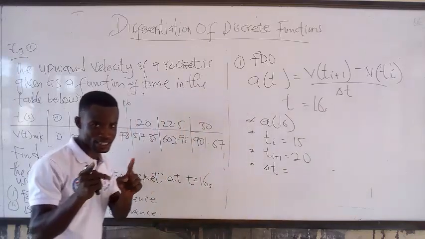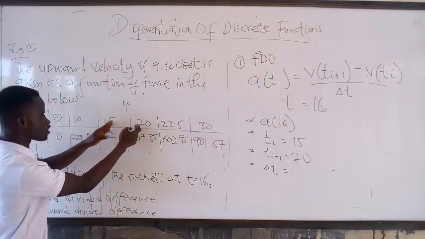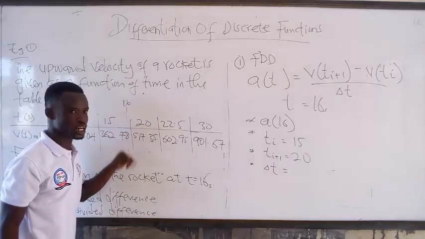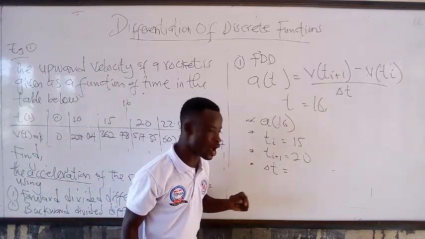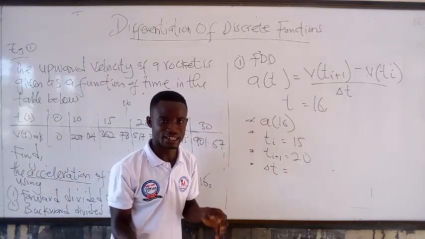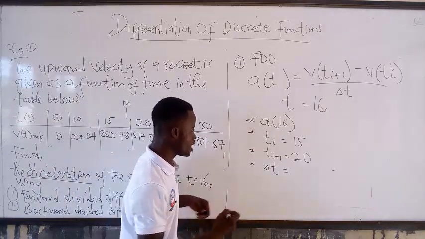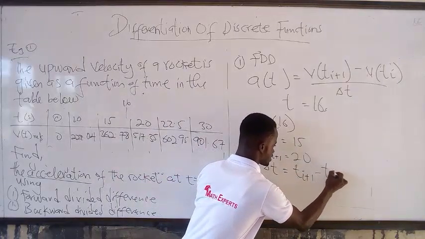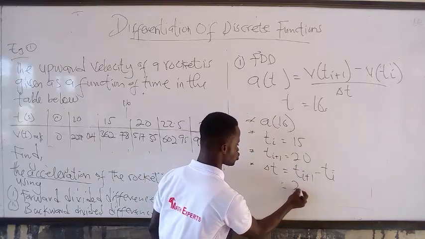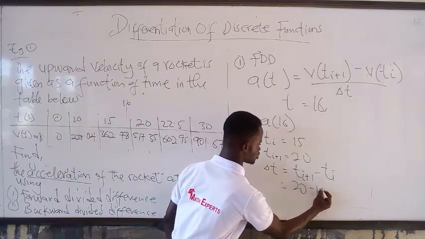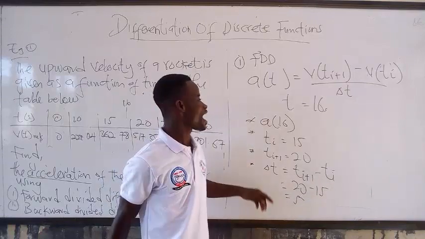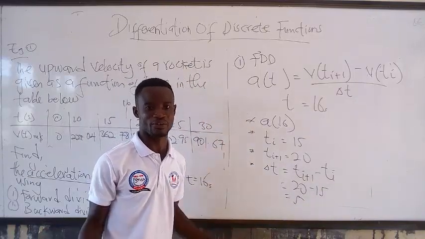I hope it's clear. The 16 is within 15 and 20. Then we can pick the initial to be this and the final to be this. Therefore, we can find our delta T, that is the change in the time, and that is going to be T of i plus 1 minus T of i. So that's going to be 20 minus 15, which is 5. After getting this done, we are almost done with the question.